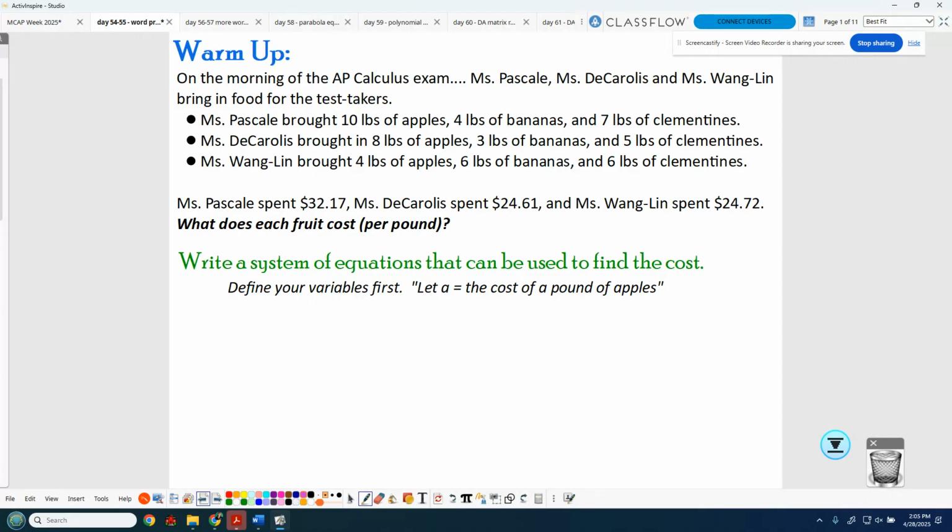Okay. So, change these, and they changed back. Awesome. Okay.